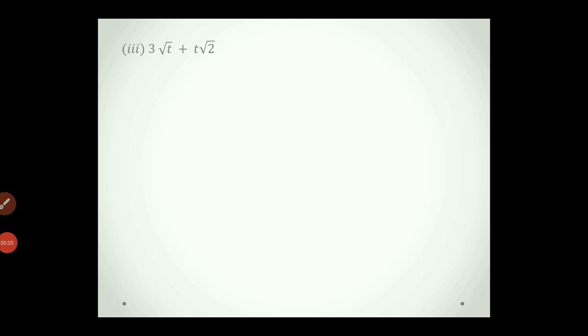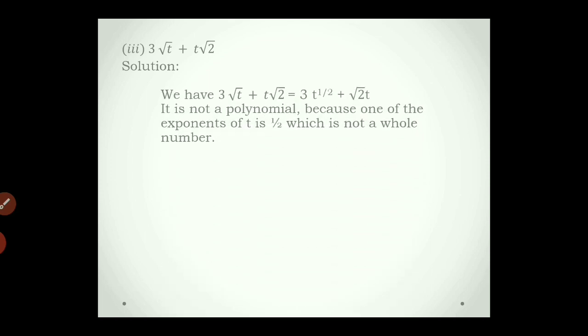Next is 3 root 2t plus t root 2. Here you can see that it is an algebraic expression in t. It is not a polynomial because a polynomial should have integral powers only. Here the power of t is 1 by 2, which is not an integer, so it cannot be a one variable polynomial.